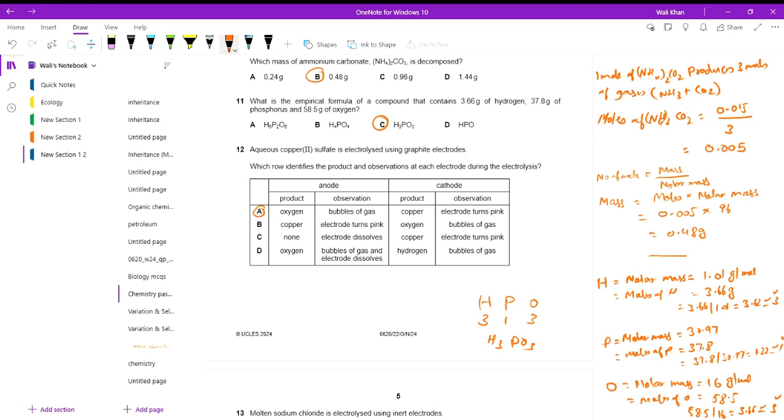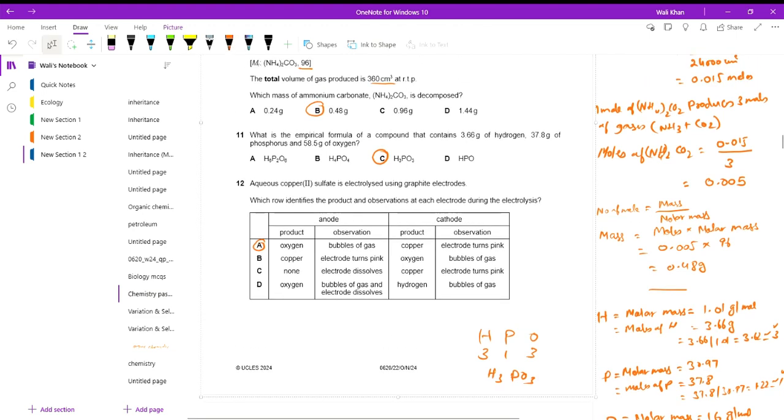At the anode, oxygen will bubble off, and at the cathode the product is copper and the electrode turns pink. If we look at the rest of the options, copper will not be at the anode. It will always be at the cathode, and oxygen always bubbles off at the anode.